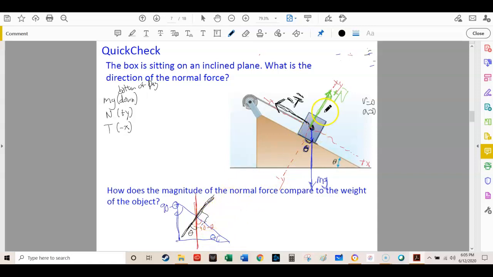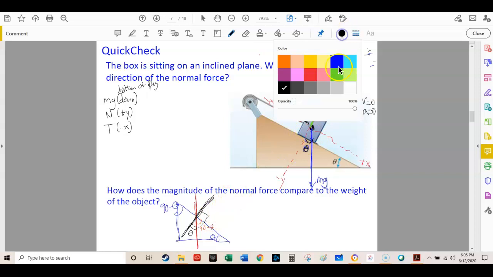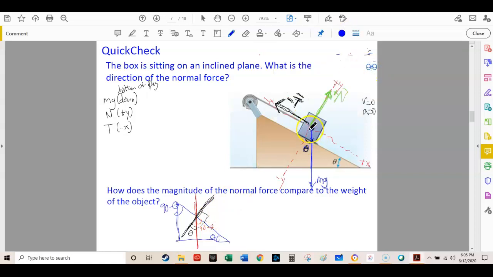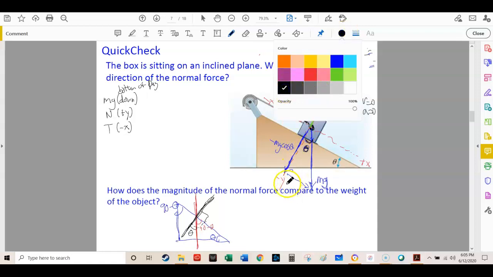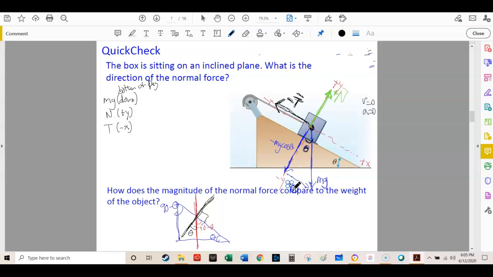The point of this is this. This mg vector pointing down is actually going to be the hypotenuse. And this is going to be pointed in the negative y direction, which is negative mg cosine of theta, and it's also going to be pointed down the plane, in the positive x direction, positive mg sine of theta.